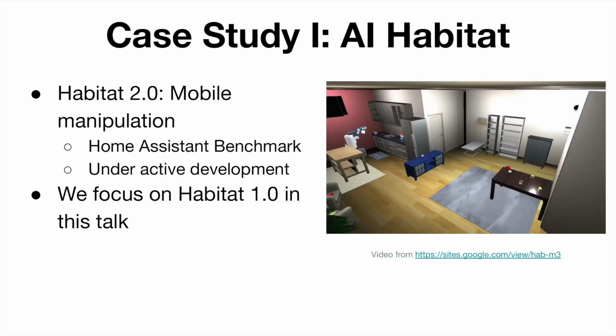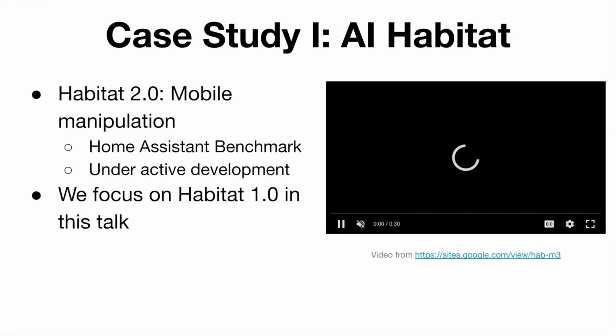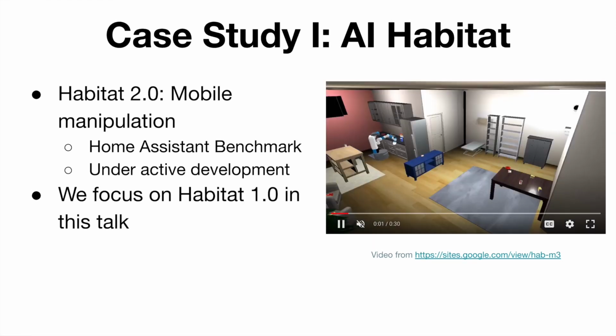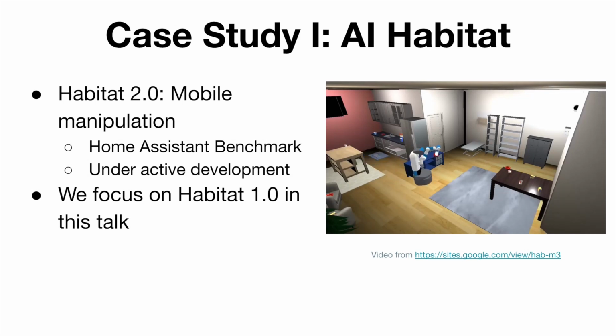Habitat 2 features mobile manipulation and introduces the Home Assistant benchmark. The Home Assistant benchmark includes 3 challenging long horizon tasks. The video shows an example of the set table task in the benchmark. In this talk, we focus on Habitat 1.